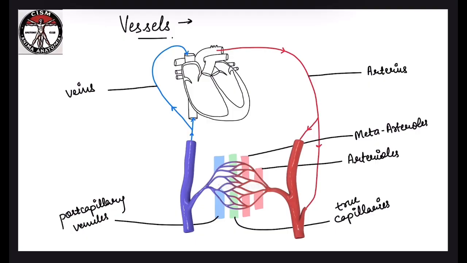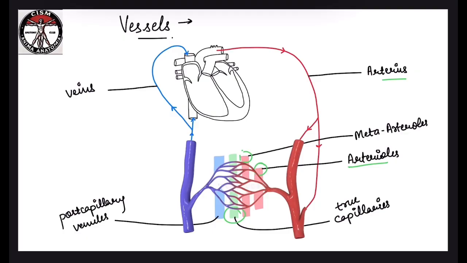They carry oxygenated blood, except the pulmonary artery. Their walls are strong and elastic to withstand high pressure from the heart. They branch repeatedly to form arterioles, which then lead to capillaries. Here you can see there are arteries which further divide into the arterioles, then into meta-arterioles, then into the true capillaries, and further it converts into venules.